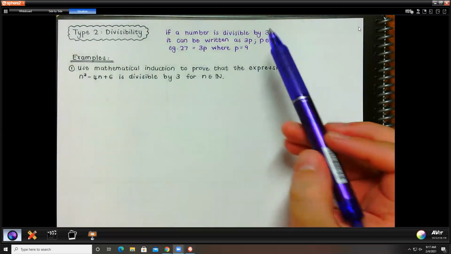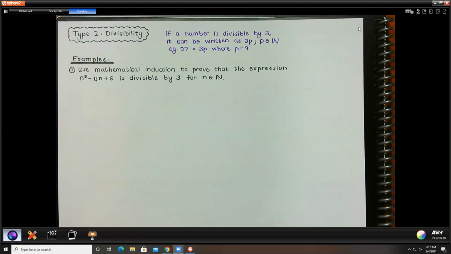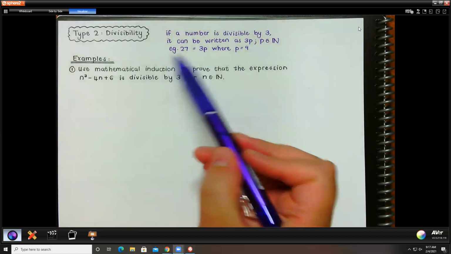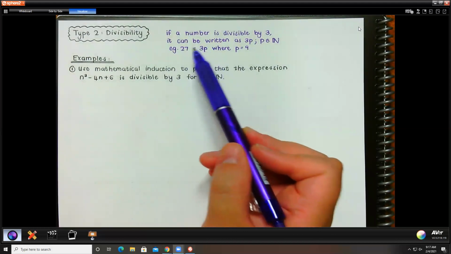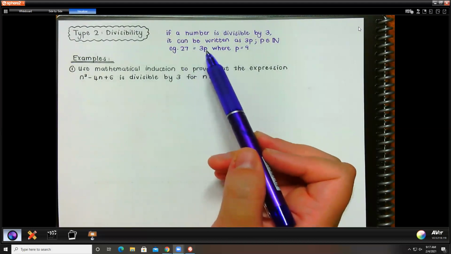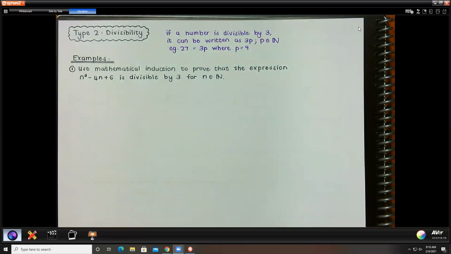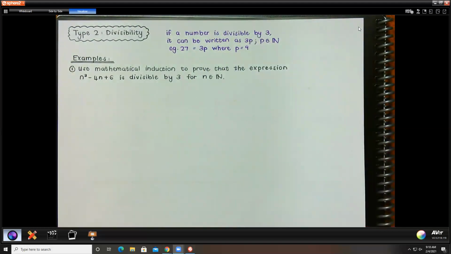Now, if any number is divisible by 3, then that specific number can be written as 3 multiplied by a natural number. If this number had been 30, then it would be 3 times 10. If this number had been 90, then it would be 3 times 30. So any number that is divisible by 3 can be written as 3 multiplied by a natural number, and we use p to just represent that natural number.